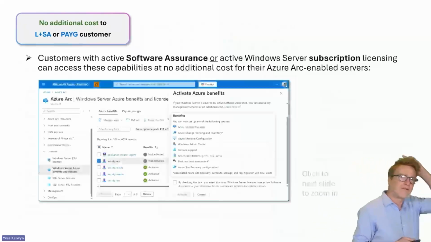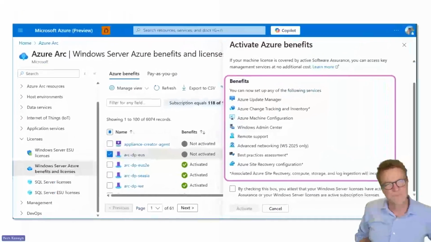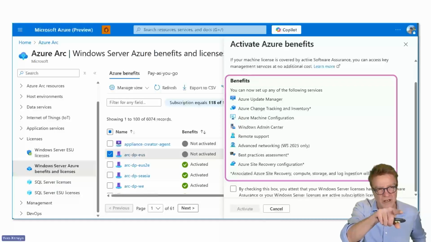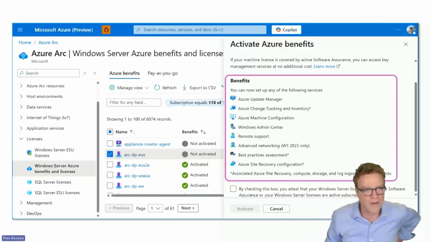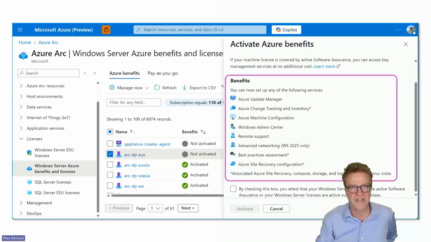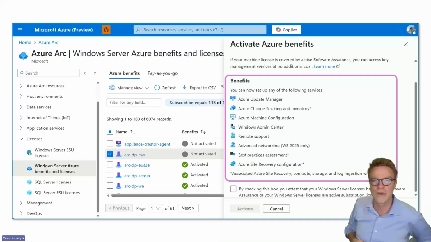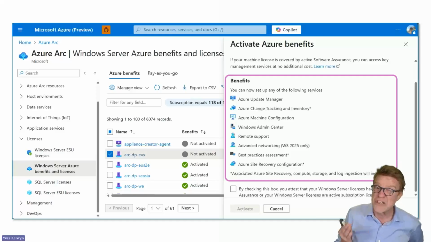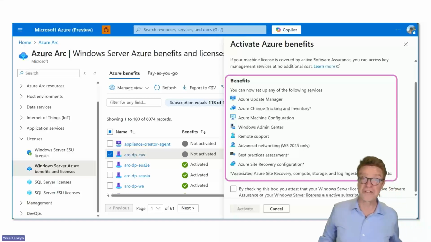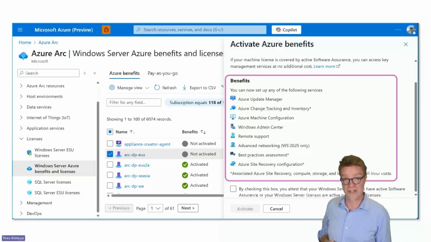Now, the no additional cost, it's just a screenshot. I like this one. Let's zoom out. So this is Azure Arc. And what you see here in Azure Arc is a list of servers, and I'm selecting one of the servers, and I can activate these free services like remote support, the Windows Admin Center, Azure Machine Configuration. Think about things like configuration drift, machine configuration and Azure Change Tracking and Inventory.